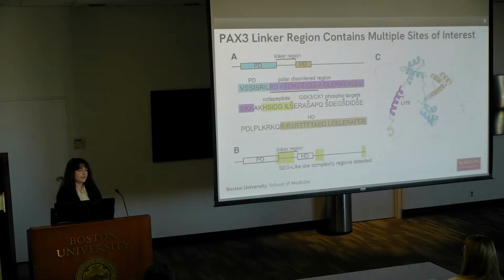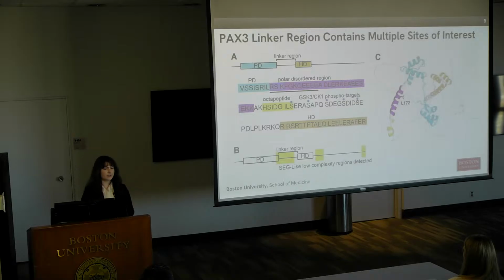To zoom in on that region further, here you'll see the amino acid sequence. In blue, you'll see the end of the paired domain. In orange, the beginning of the homeodomain. All the other colors here indicate sites of interest to us in trying to identify the NMD domain. In yellow, you'll see the octapeptide region. This is highly conserved and known for protein-protein interactions. Each of these blue dots is a serine that we know to be phosphorylation targeted.